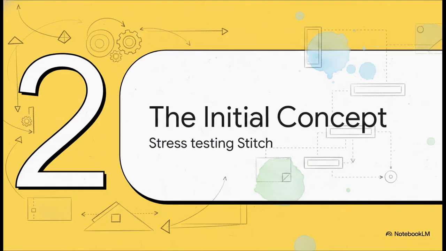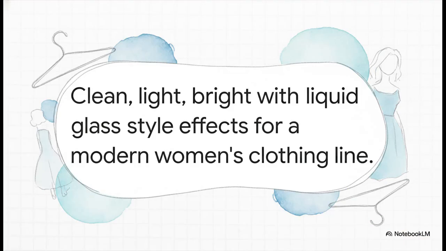Section 2. Generating the initial concept. Stress testing Stitch. So let's see how this actually plays out in practice by giving Stitch a bit of a stress test with a basic prompt. We asked it to design a marketing site for a modern women's clothing line, and we specifically requested some feminine touches and a cool liquid glass aesthetic. We purposely kept it relatively simple just to see how the AI interprets foundational design language.